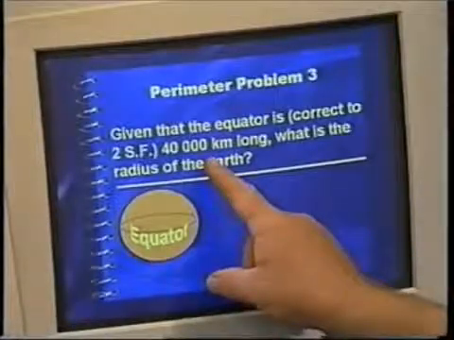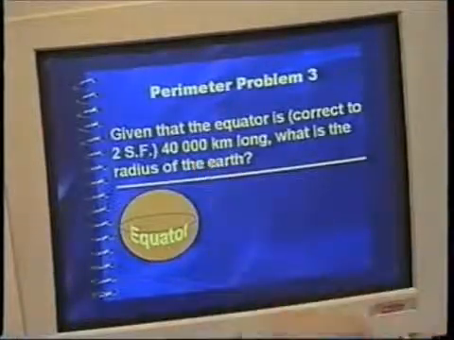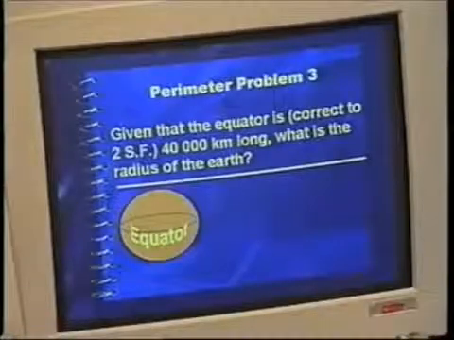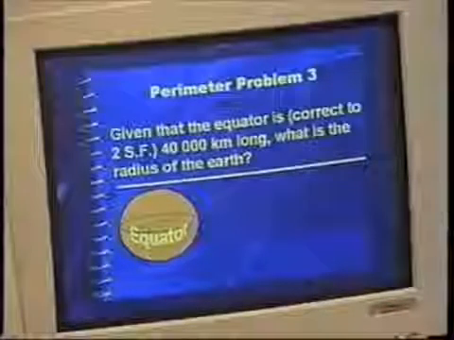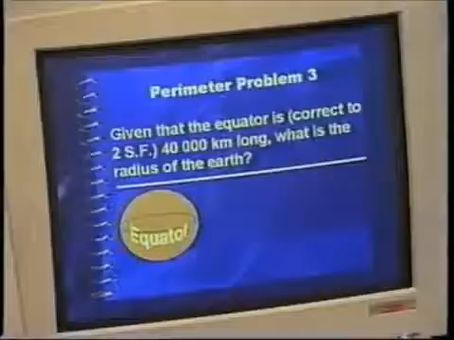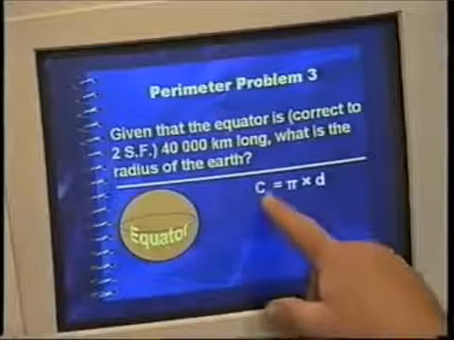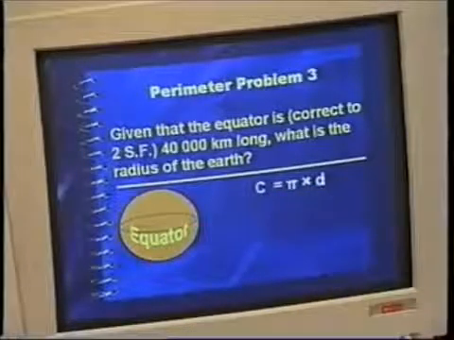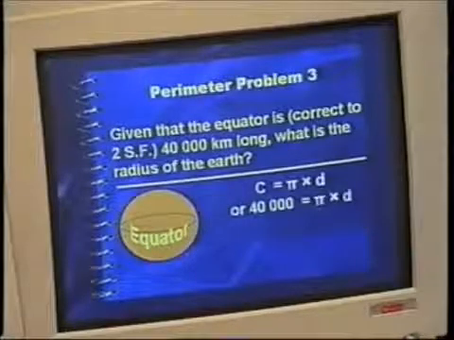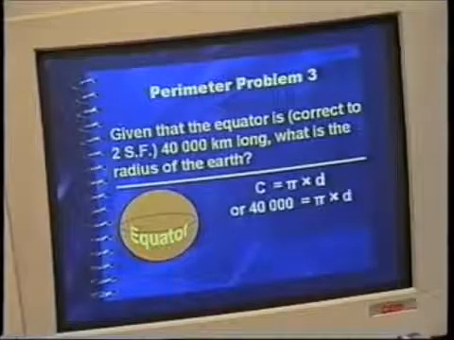Problem 3, we've got an interesting problem because not many people know that. We know that the equator is about 40,000 kilometers long. What is the radius of the Earth? In other words, if you want to dig from here to the center of the Earth, how far do you have to dig? We can work that out now using the formula. Here we go. We know that the circumference is pi times the diameter. We know that the circumference is 40,000.